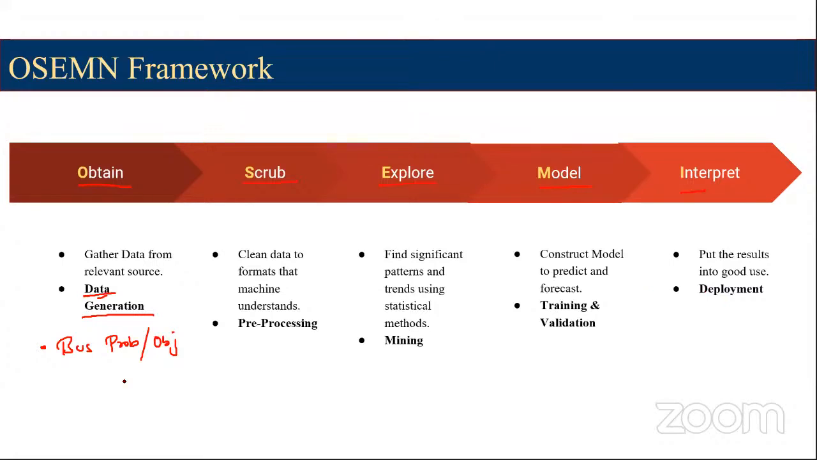Yeah, so business problem or objective. Then once you are clear about the business problem or objective, the next task is to collect the relevant data.